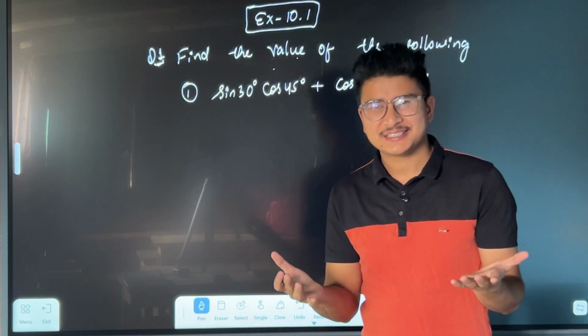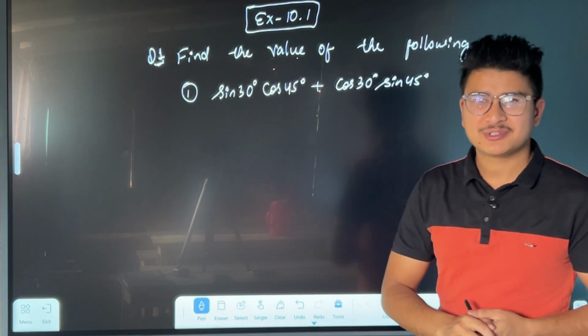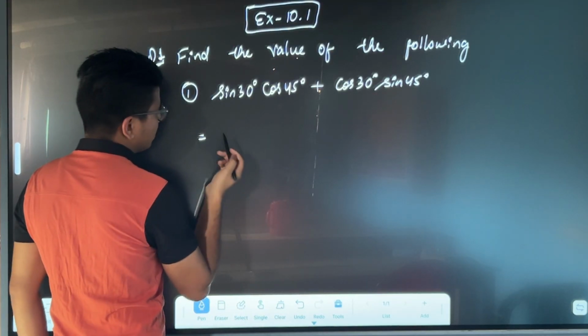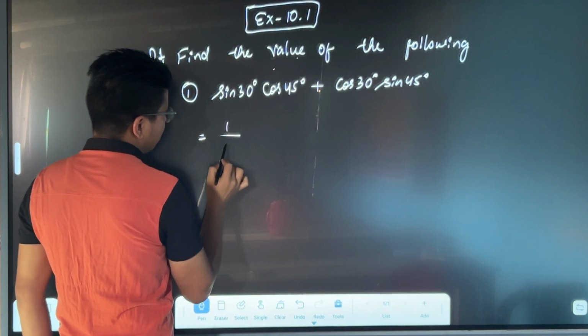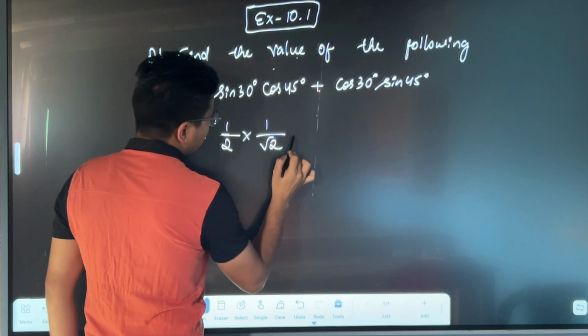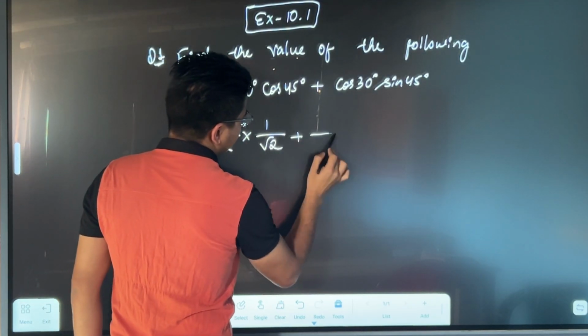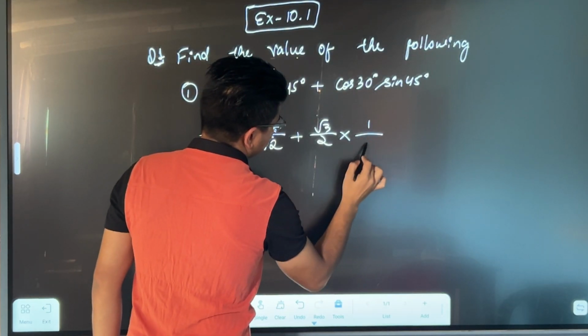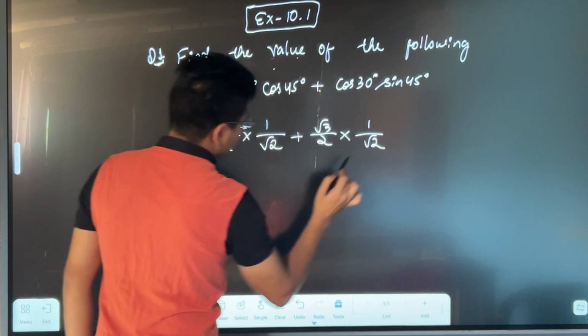Let's begin exercise 10.1. Here is question number 1. You need to find the value of this. Simply put the value: sine 30 degree is 1 by 2, cos 45 degree is 1 by root 2, cos 30 degree is root 3 by 2, and sine 45 degree is 1 by root 2. So these are the values.